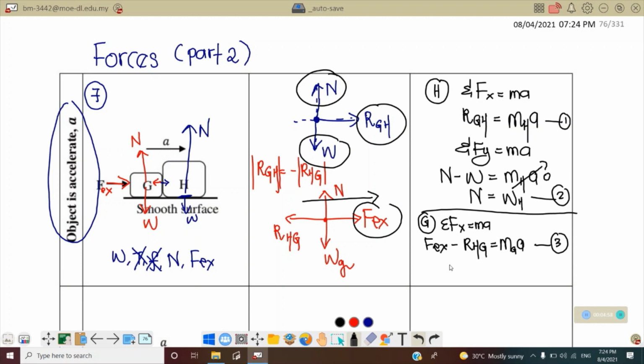And for the Y component, as I mentioned just now, the object is not moving up or down. So the normal force will equal the weight for G. This is our fourth equation. Okay, next one.